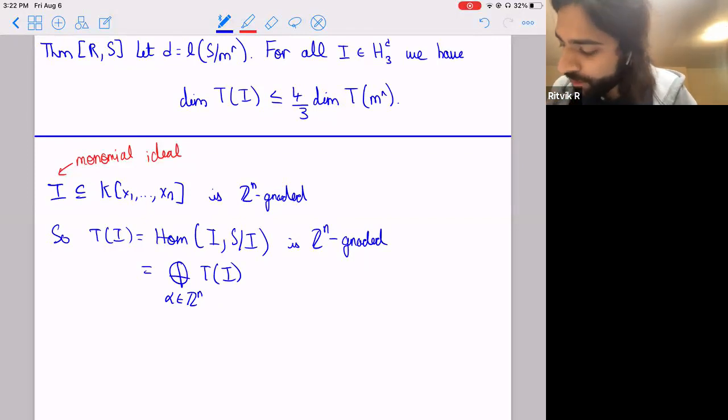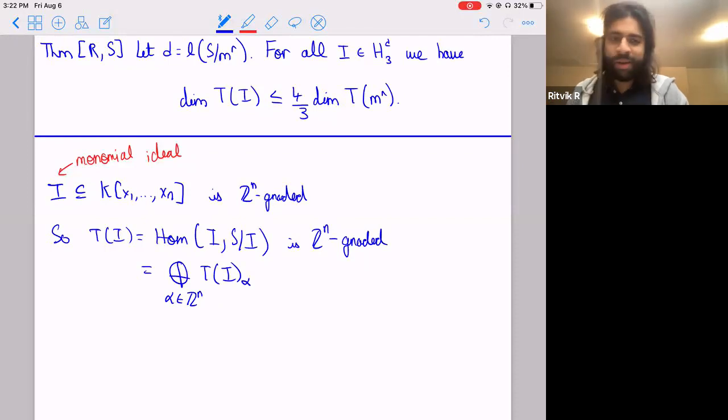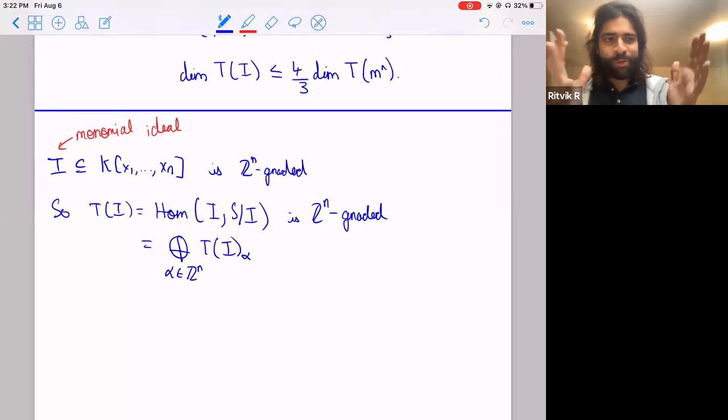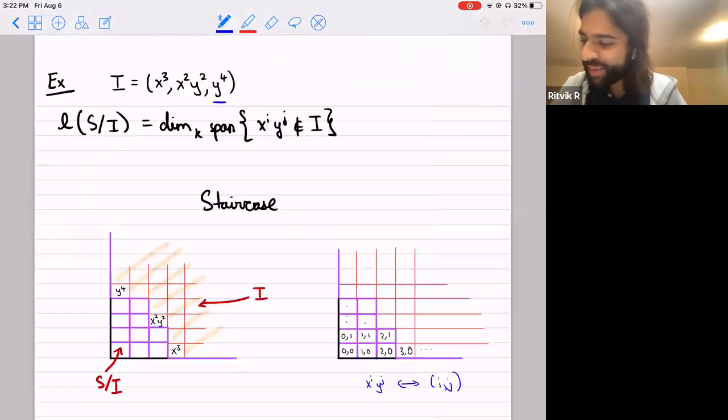Okay. So there's a grading on the tangent space, right? So keep this in mind, and now we'll do some examples. And I'm going to do examples in two variables. So I'll start by telling you how to compute the co-length. So if I give you a monomial ideal, how do you know its length? Okay, let's do that.